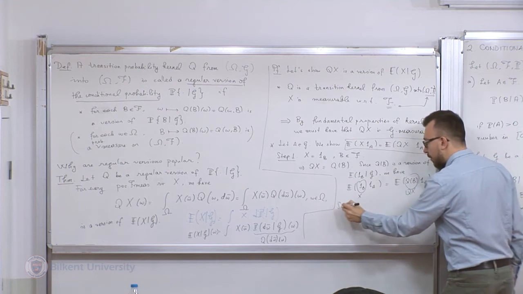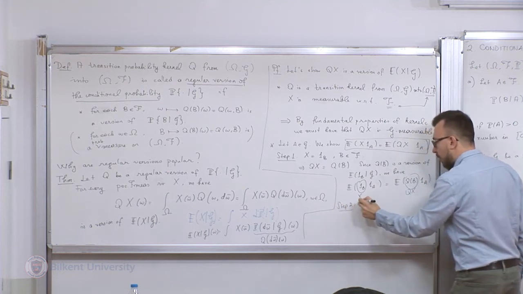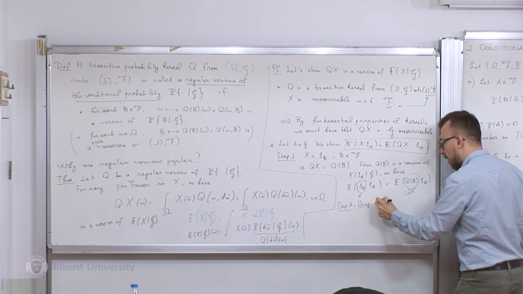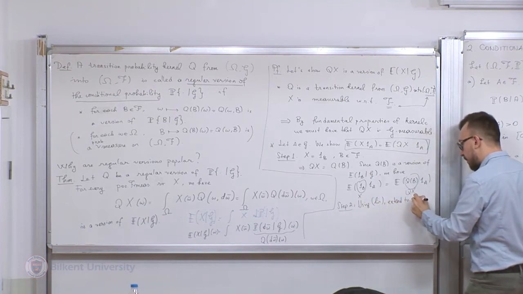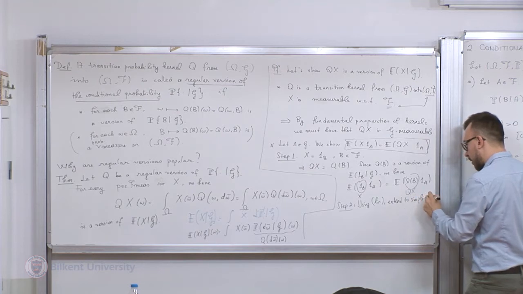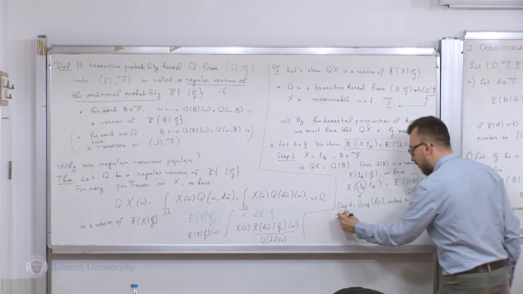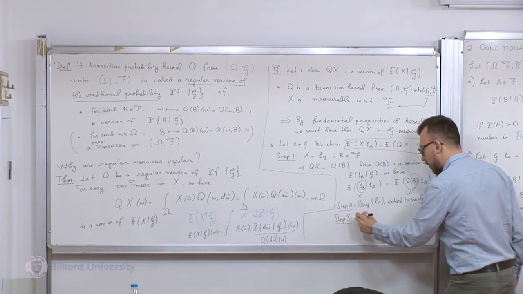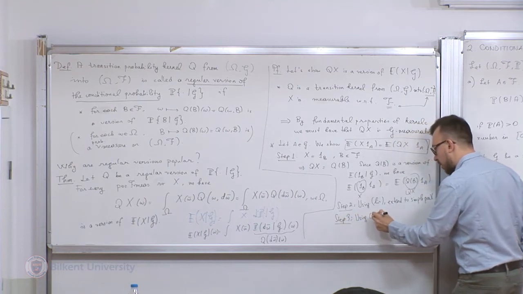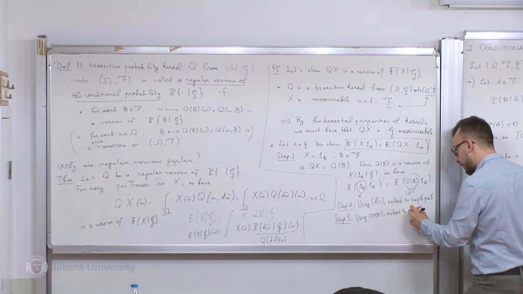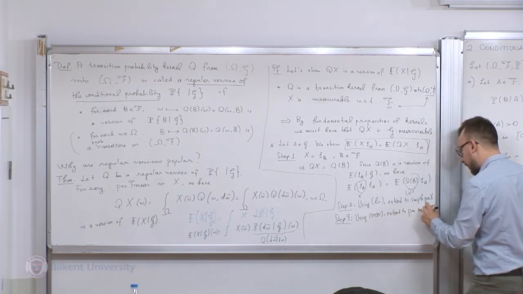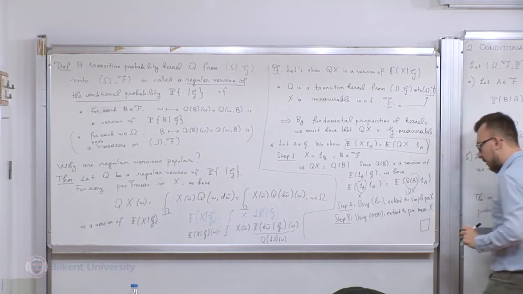And step 2, using linearity, extend to simple positive X. And step 3, using monotone convergence, extend to positive measurable X. These we don't do.